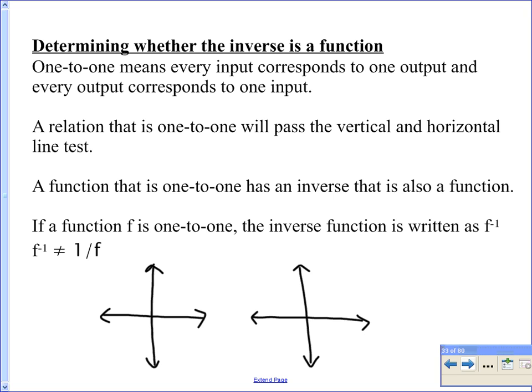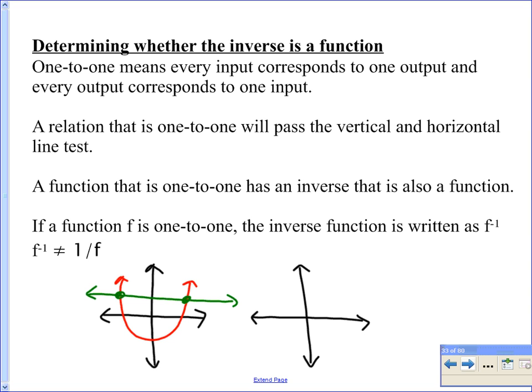So for example, let's say I have a parabola. That parabola passes the vertical line test, but it doesn't pass the horizontal line test, because if you use a horizontal line, that horizontal line is going to hit at 2 points. Okay, so this function is not one-to-one because it doesn't pass a horizontal line test. It's only passing the vertical line test, which makes it a function, but not a one-to-one function.